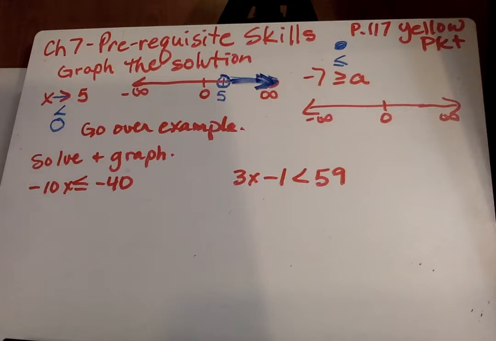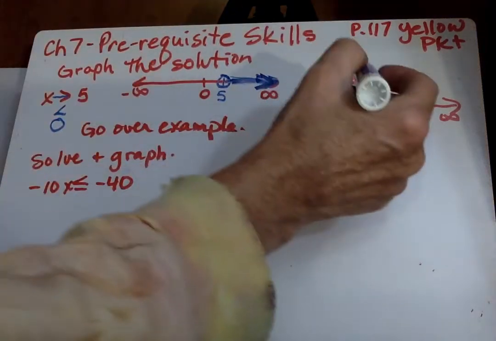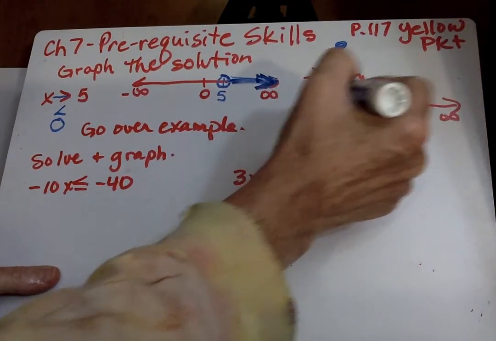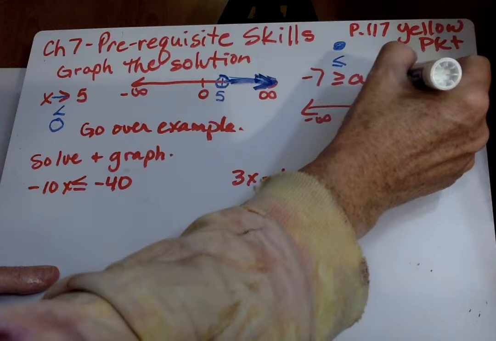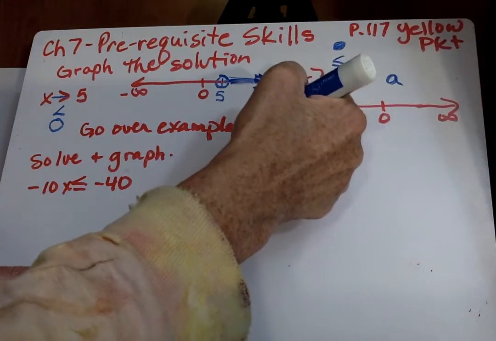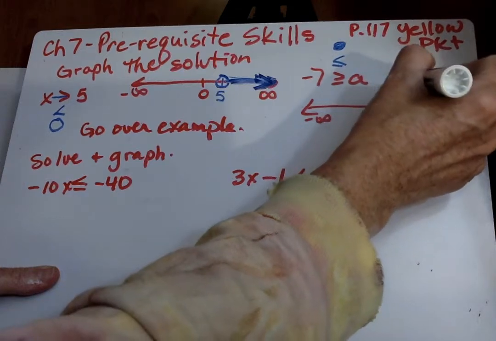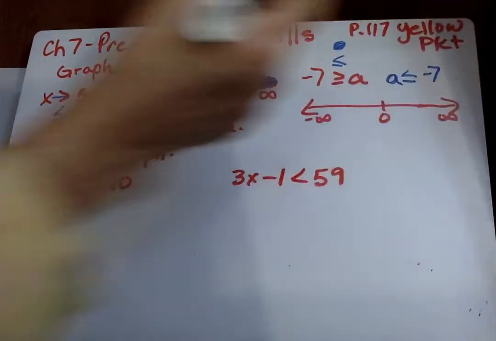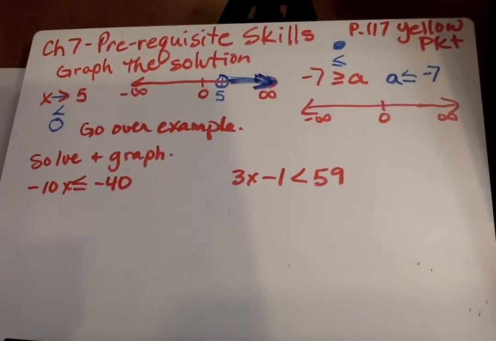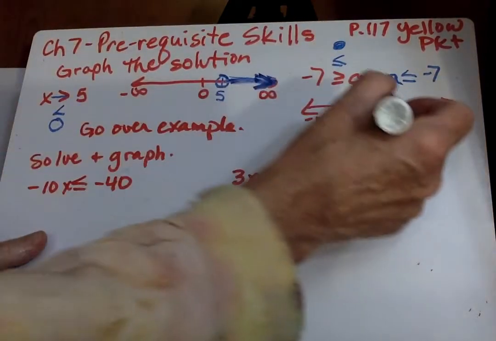Okay. Next, over here we have -7 is greater than or equal to A. And I always like to move it so the variable's on the left side. Okay. So I'm going to move it over that way. But when I do that, I've got to change the direction of the sign. So instead of going to the right, it's going to go to the left. And I keep it at -7. So -7 is going to be to the left of 0.